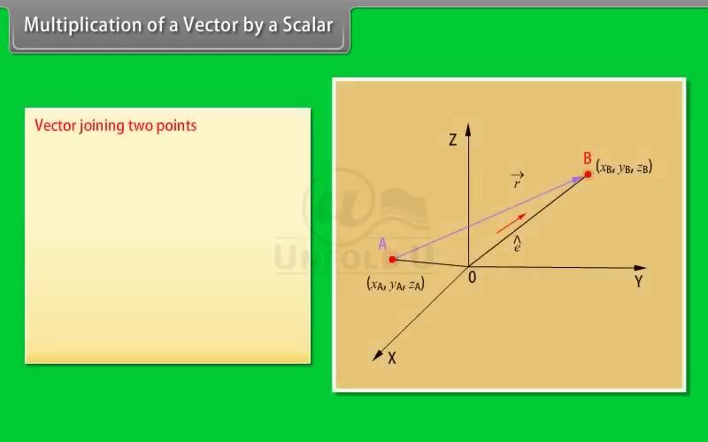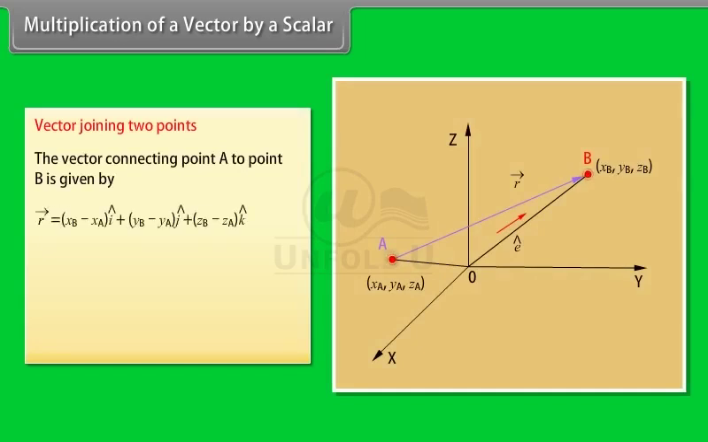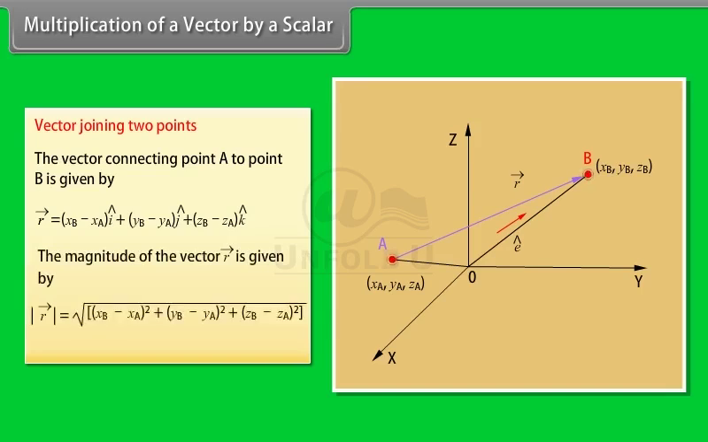Multiplication of a vector by a scalar. Vector joining two points. The vector connecting point A to point B is given by vector R equals (xb minus xa) cap i plus (yb minus ya) cap j plus (zb minus za) cap k. The magnitude of the vector R is given by square root of (xb minus xa) whole square plus (yb minus ya) whole square plus (zb minus za) whole square.